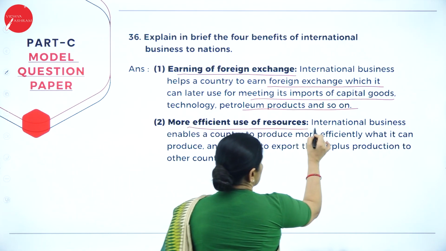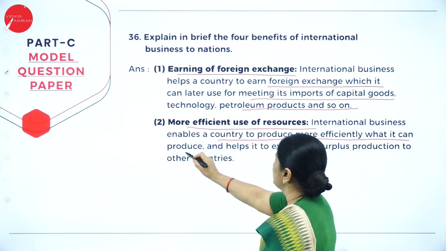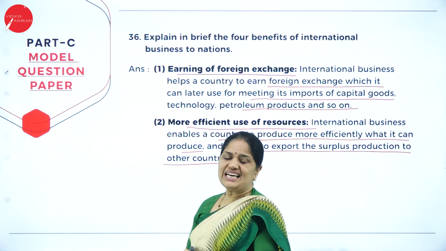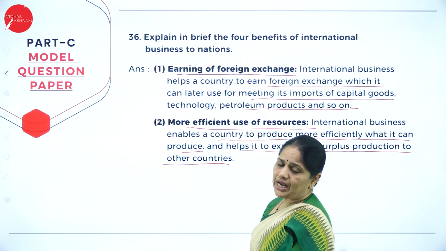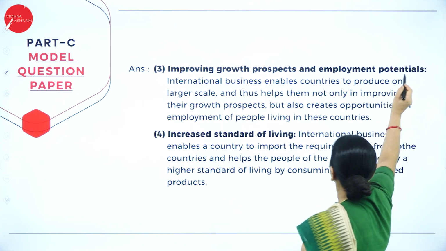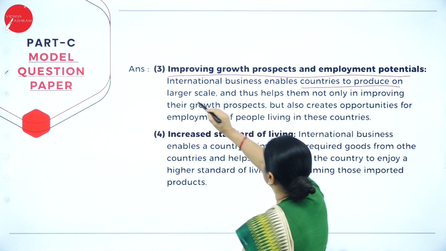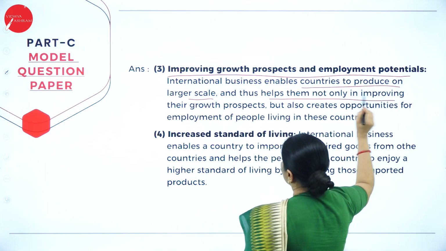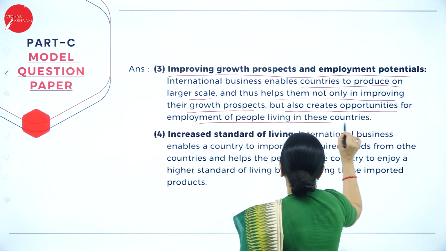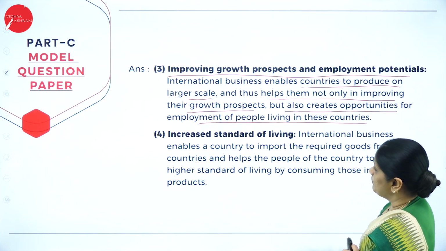Then more efficient use of resources. International business enables a country to produce more efficiently what it can produce and helps it to export the surplus production to the other countries. So the surplus production, whatever they are having, can be exported to the other countries, improving the growth prospects and employment potential. So it enables countries to produce on a larger scale and thus helps them not only in improving their growth prospects, but also creates opportunities for employment of people living in these countries.